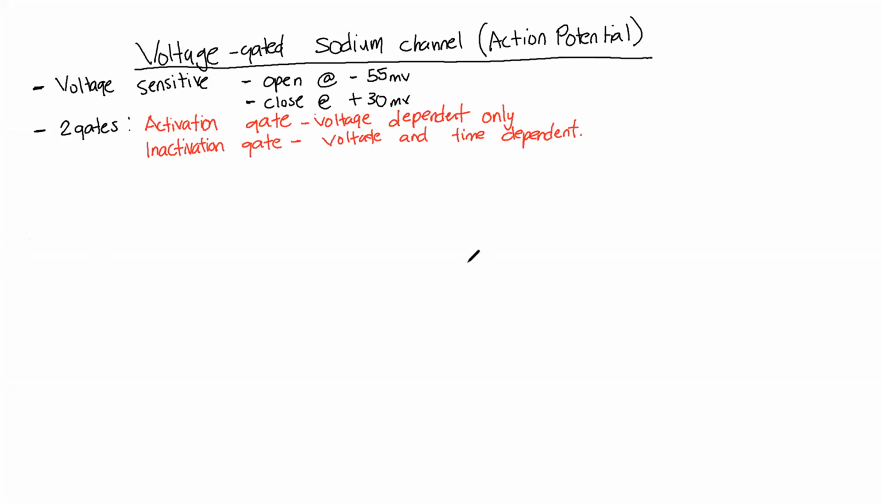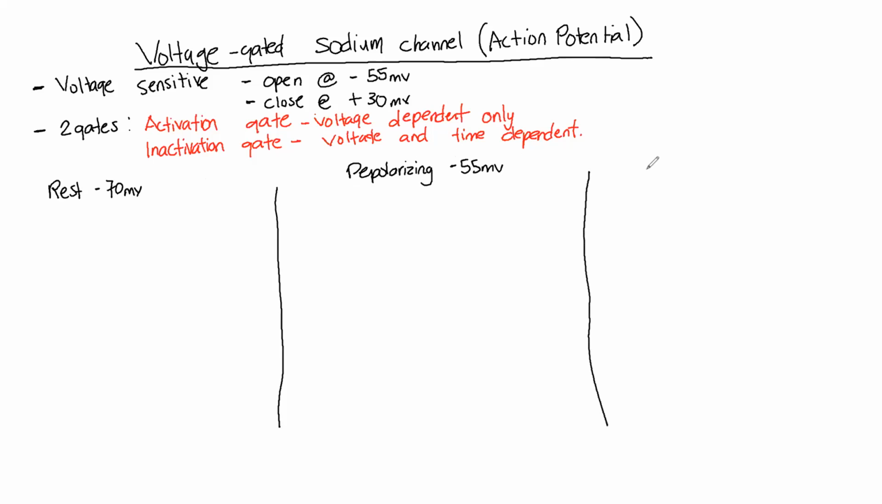Okay, so let's look at the three states of this gate. We're going to start with the gate at rest. We know that this is -70 millivolts. Then we're going to look at the depolarizing state, which is -55, the threshold value. And then we're going to look at what happens with repolarization, and the signal for that is +30 millivolts.